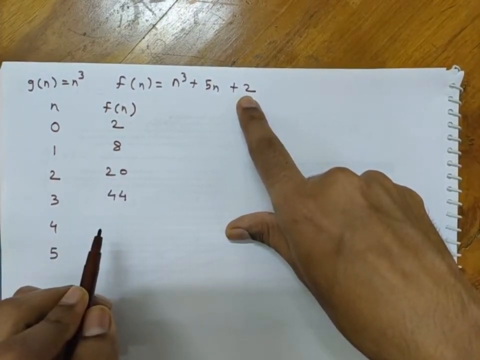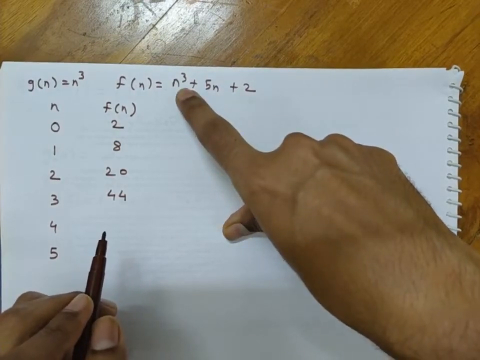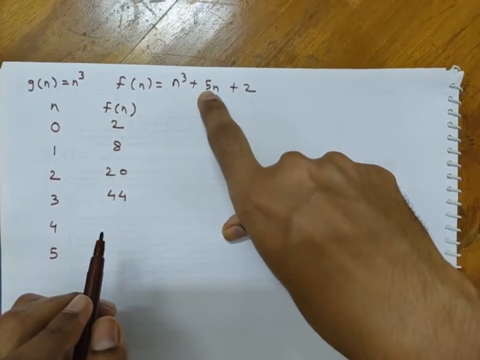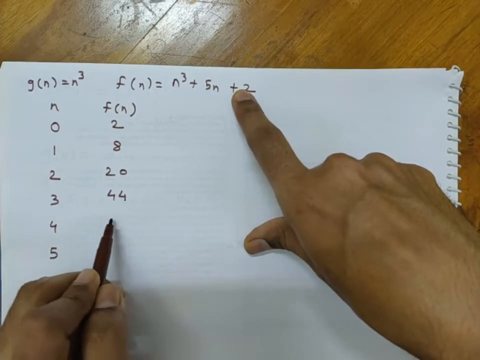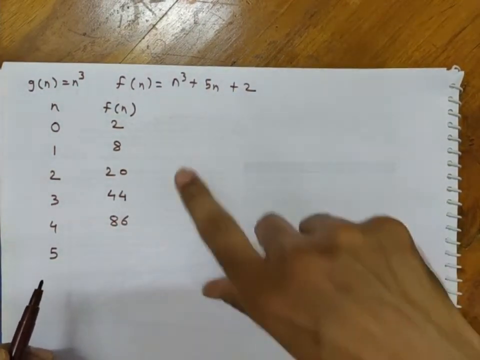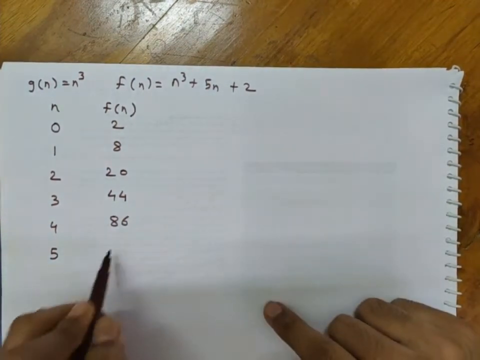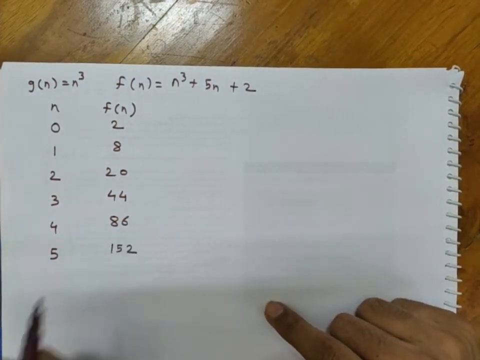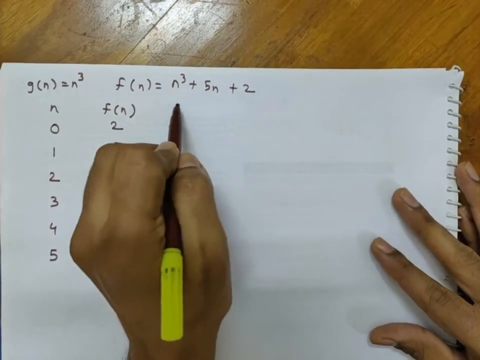For n equal to 4, it will be 64 plus 20 plus 2, that would come out to be 86. And for n equal to 5, it will be 125 plus 25 plus 2, that would be 152. Okay, so that's my fn. Now I will write what is the value of gn.